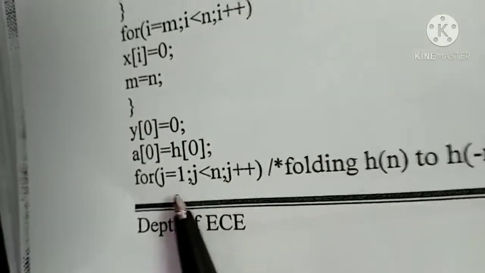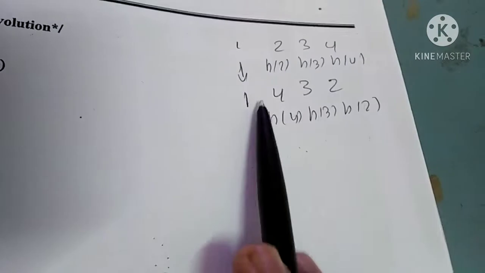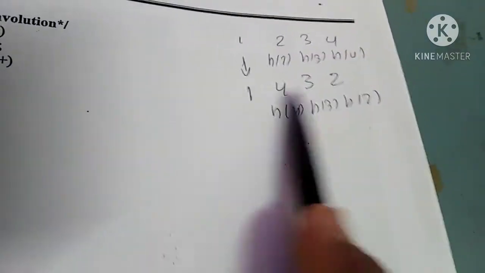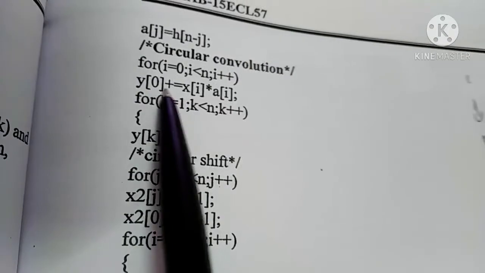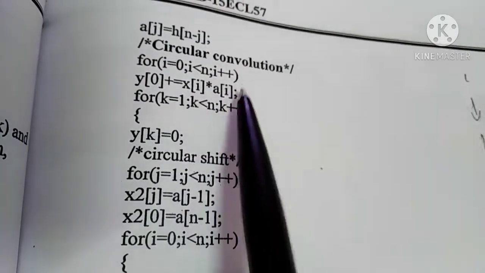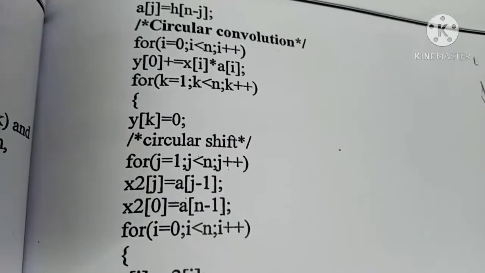Through a for loop we are doing that work: j is equal to 1, j less than n, j plus plus. From 1 I am starting, not from 0, because the first value I have kept, and from the second value we are doing the folding operation. After folding, a simple multiplication: x of i into a of i gives y of 0. We are multiplying and adding, so that will give us y of 0 for the first sequence.